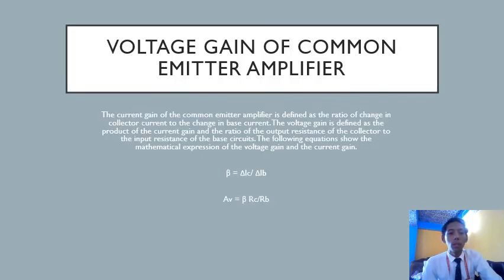The slides are like this. Voltage gain of common emitter amplifier. The current gain of the common emitter amplifier is defined as the ratio of change in collector current to change in base current. The voltage gain is defined as the product of the current gain and the ratio of output resistance of the collector to the input resistance of the base circuits. The following equations show the mathematical expression of the voltage gain and the current gain, as you can see on the screen.